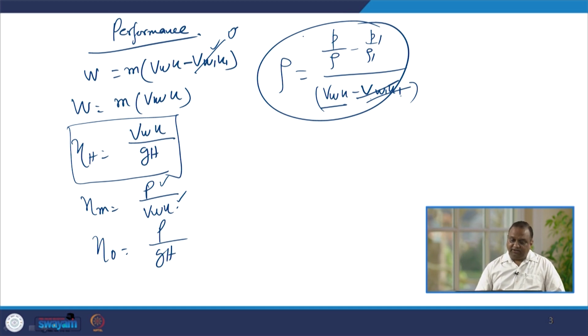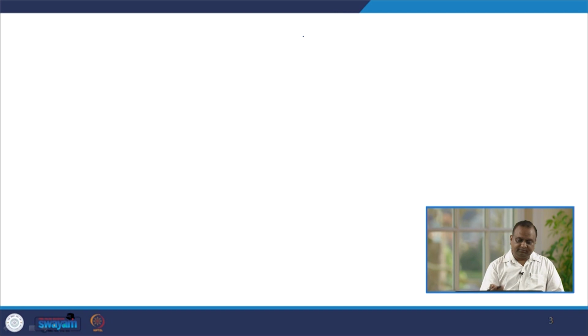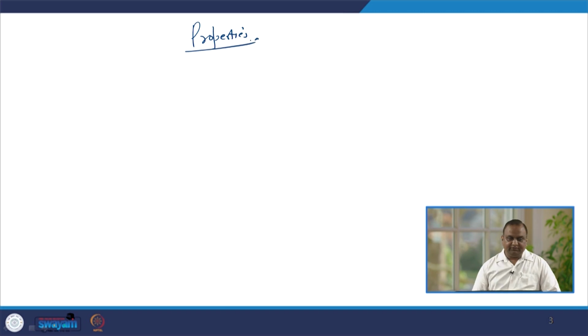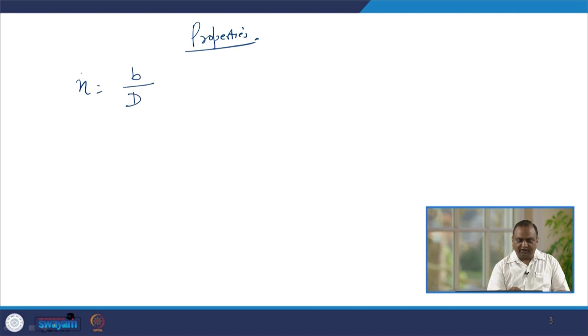Now, like the Pelton wheel, there are certain properties of the Francis turbine. One property is the number n. Every wheel, I mean the impeller, has a certain width b, and the ratio of b and diameter d is known as n. And why is it important?